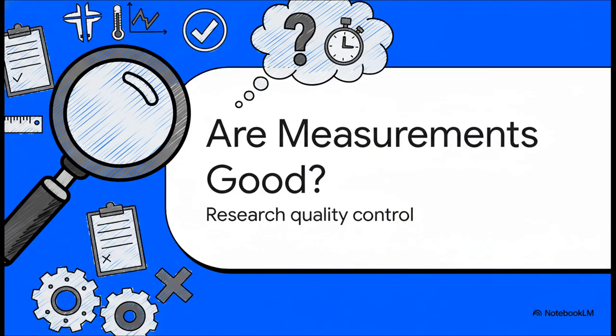Now, before we get all excited and rush out to collect our data, we have to hit the pause button. We have to ask a really critical question. Are our measurement tools any good? This is the quality control stage. Think about it. If your tools are flawed, any data you collect is basically garbage. It doesn't matter how brilliant your hypothesis is.